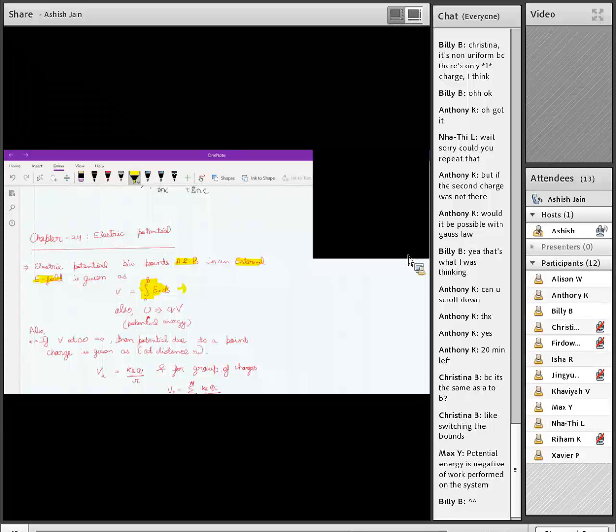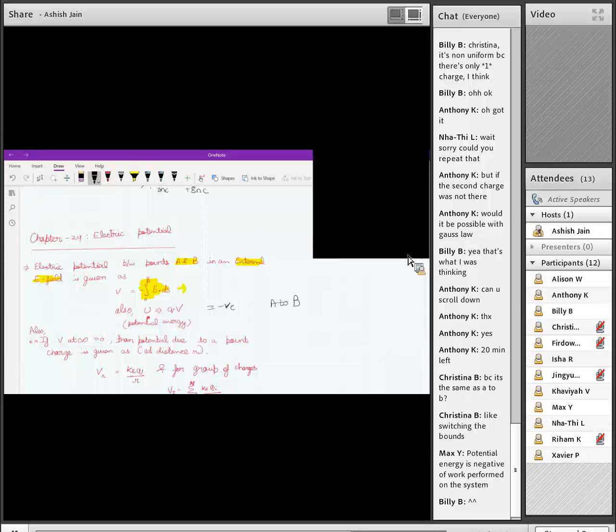And for Max, you said potential energy is the negative of work performed on the system. We can, yes, but I'll give you the easier language, because potential energy would be negative. That means if a charge moving from A to B gains kinetic energy, then potential energy has to be negative, because total energy is always conserved.